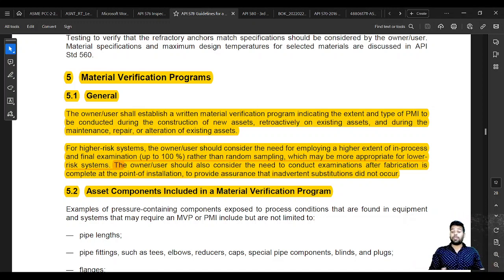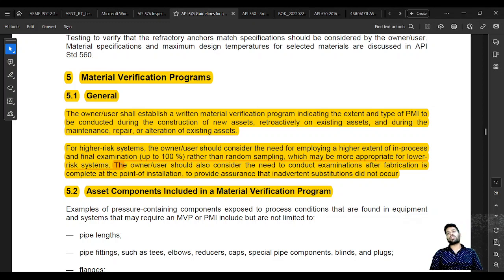Hello and welcome to our new video in our new series on API 578, which is generally the material verification program for new and existing systems. In the last video, we talked about the intent of this code and the scope of the guidelines given by API 578. We have also seen some reasons for doing material verification, because there is a potential danger that our materials can get substituted.